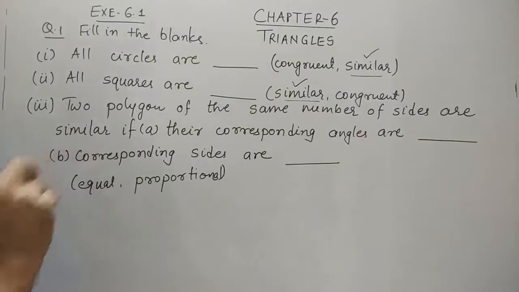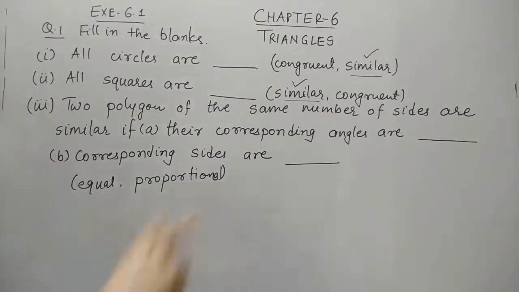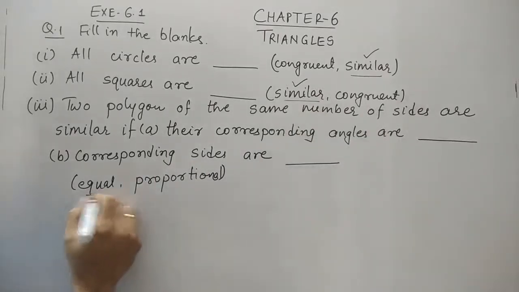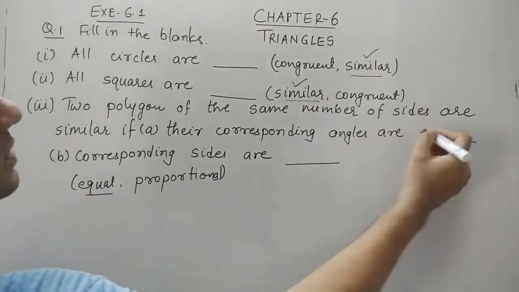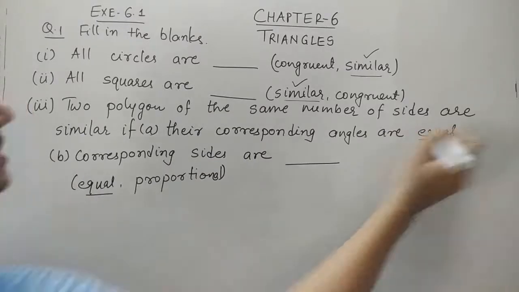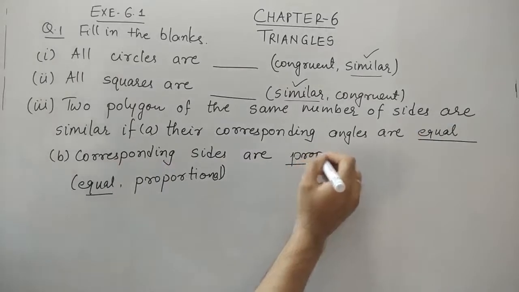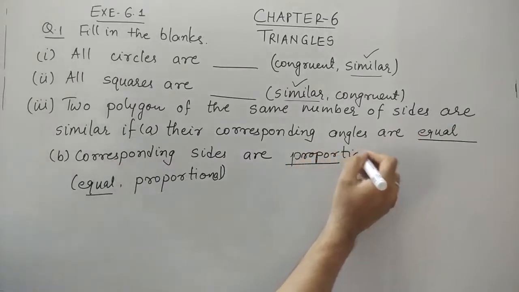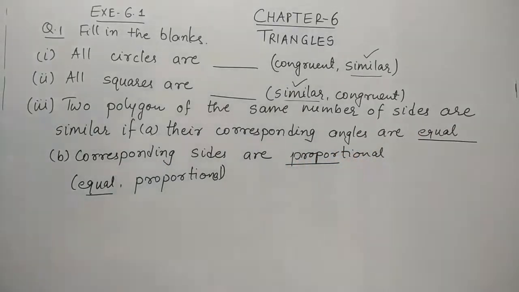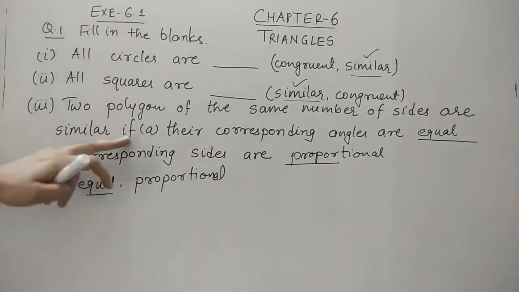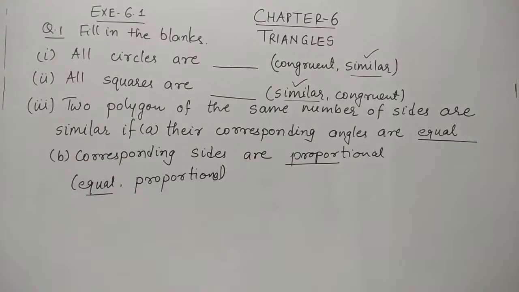वो सिमिलर होंगे कब? इफ यू रिमेंबर हमने दो कंडीशंस बताए थे. देयर करस्पॉन्डिंग एंगल्स, एंगल्स कैसे होंगे? यस, एंगल्स आर इक्वल. सो वी कैन से द एंगल्स मस्ट बी इक्वल एंड द करस्पॉन्डिंग साइड्स आर इन proportion. So we should remember this. On the basis of these last two conditions, the whole chapter is based. That we'll discuss later.